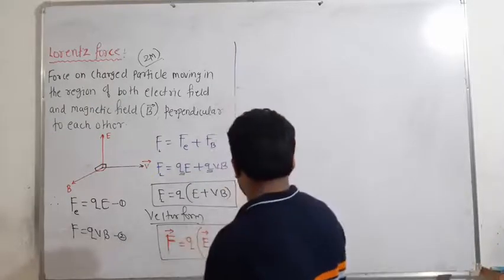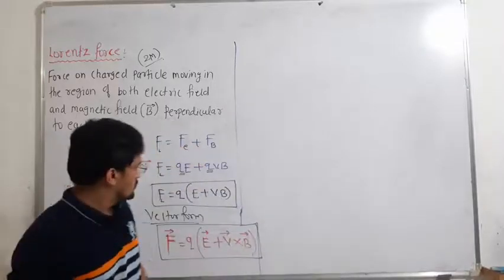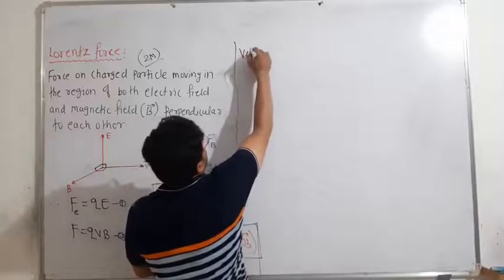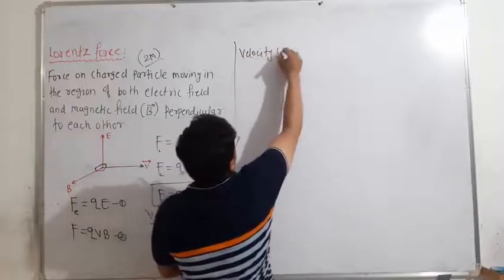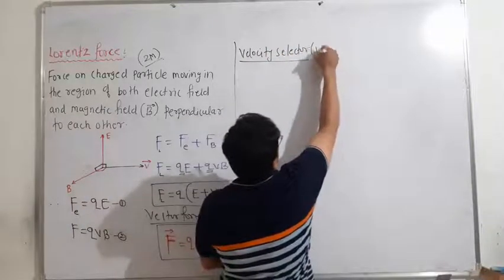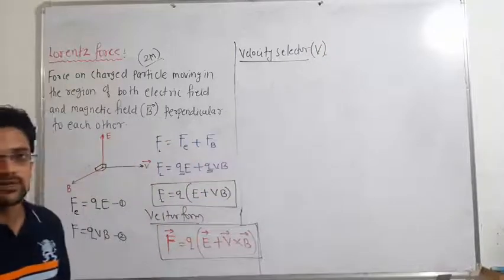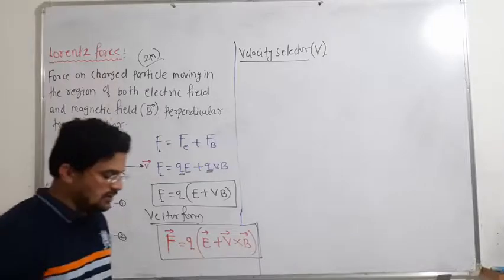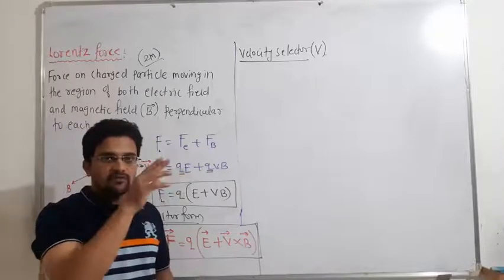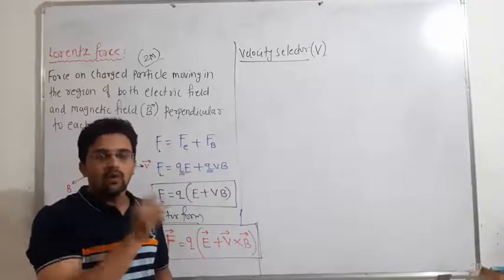Now the next concept is the velocity selector. Velocity selector means you have to find one velocity at which, if the charged particle enters where both the magnetic field and the electric field are present, it should move without any deflection.